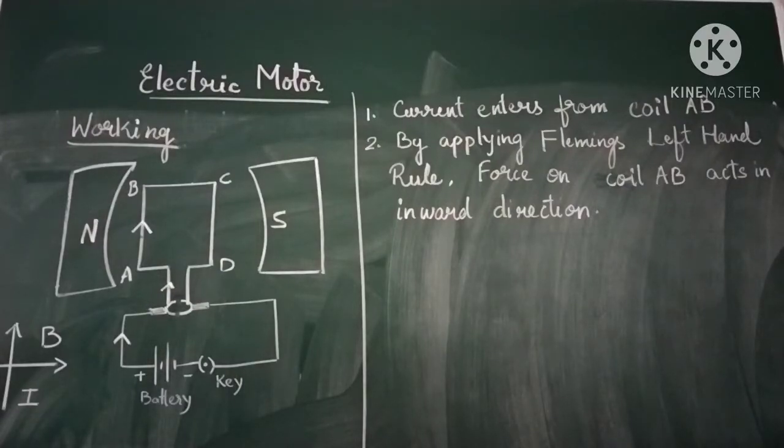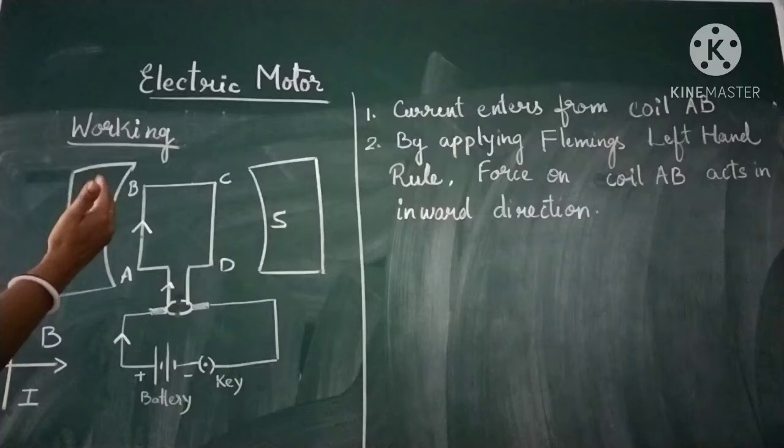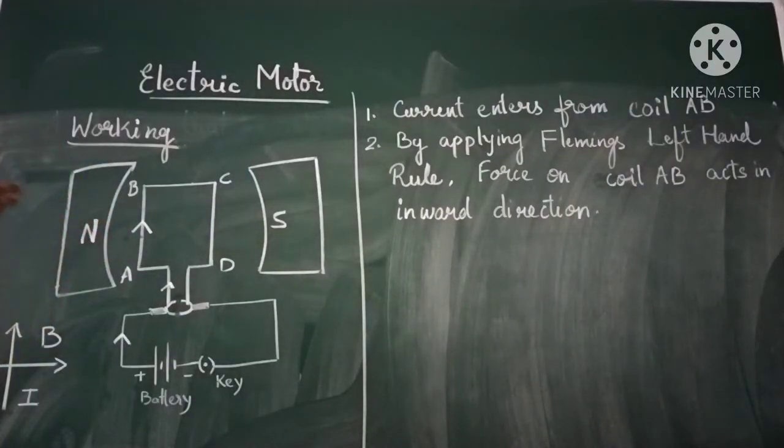We are going to find out what will be the direction of the force on this armature coil AB. So if we apply Fleming's left hand rule, now you have the direction of magnetic field, we have the direction of current. So we can apply Fleming's left hand rule and find out in which direction AB is going to turn. Whether it is going to turn in outward direction or in inward direction. Outward means coming out of the board, inward means going inside the board.